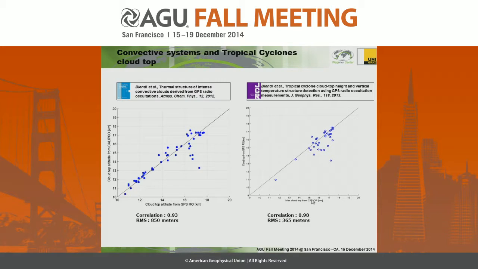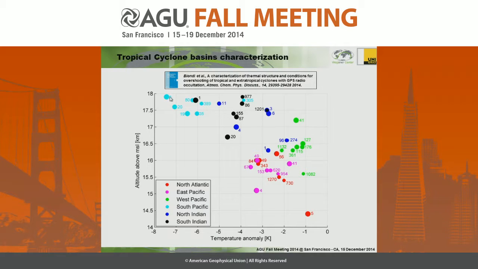We did the same for tropical cyclones. This is the scatter plot, and we compared the cloud top of the tropical cyclones with the cloud top from Calliope. We got a correlation of 0.98 and the root mean square error of 365 meters. And we also characterized the tropical cyclones for each ocean basin, and we have seen that in the southern hemisphere, South Pacific and South Indian here, we have the highest tropical cyclones, and we reached the coldest cloud tops.